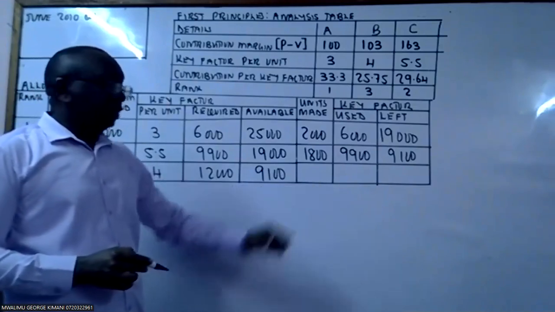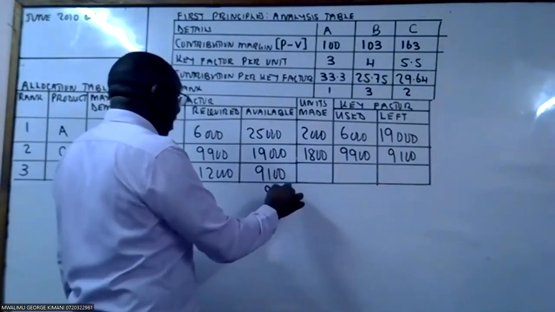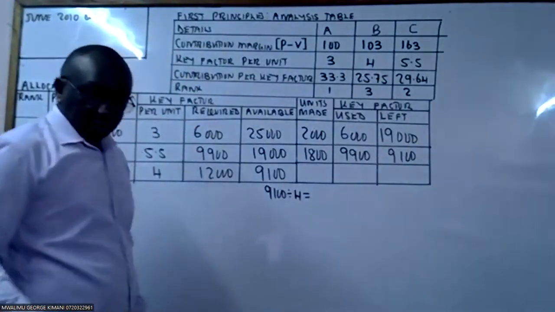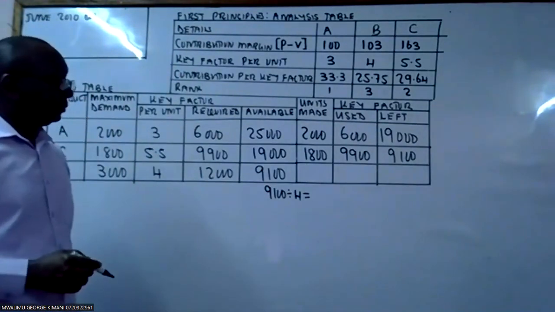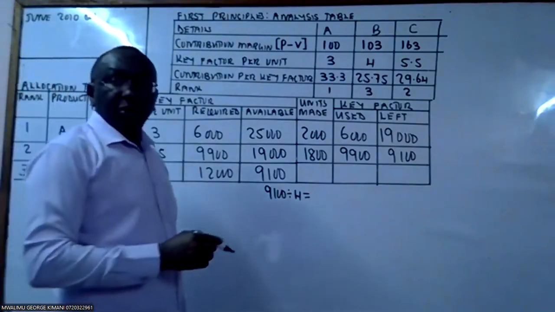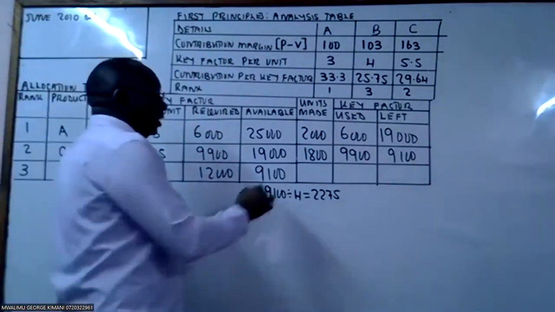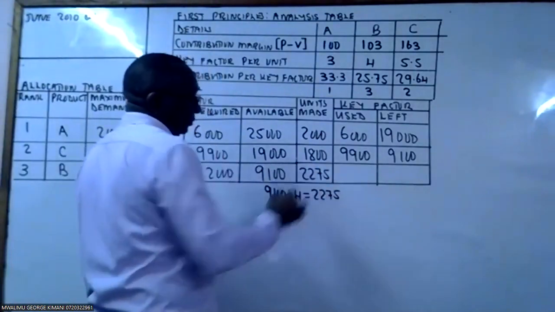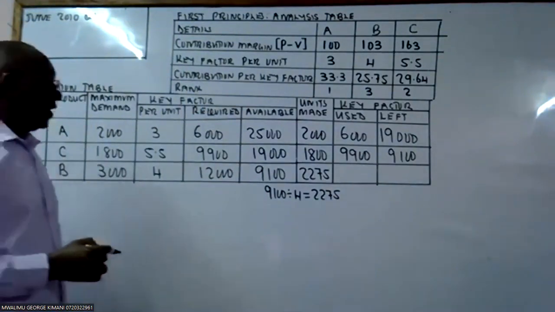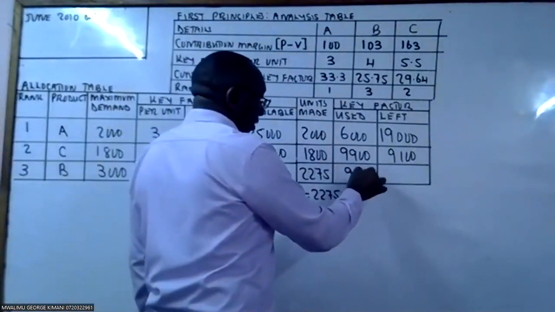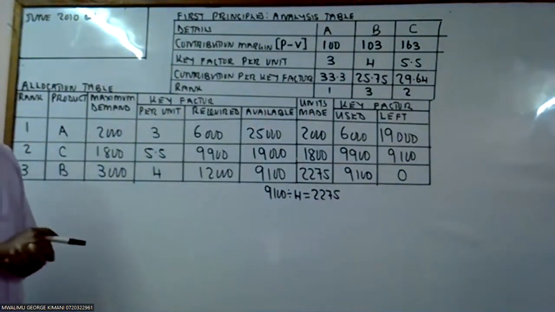So we need to know how many units we can make. So the units we can make will be 9,100 divided by 4. And that tells us we can afford how many units? 2275. Yes, good. So that 2275, you bring it here. So I've put the working there in case you want to know how that was arrived at. So the key factor that has been used is 9,100, and we are left with 0.